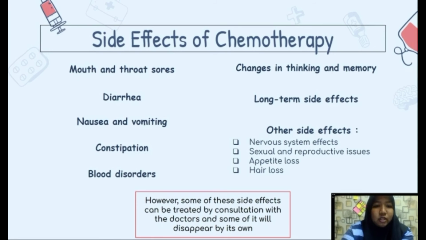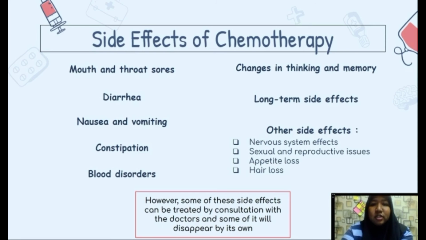The fifth one is blood disorder. Blood disorder is basically because our bone marrow is the spongy tissue inside our bones. It makes new blood cells. So when there is a problem with that, we might have a side effect from having too few blood cells.